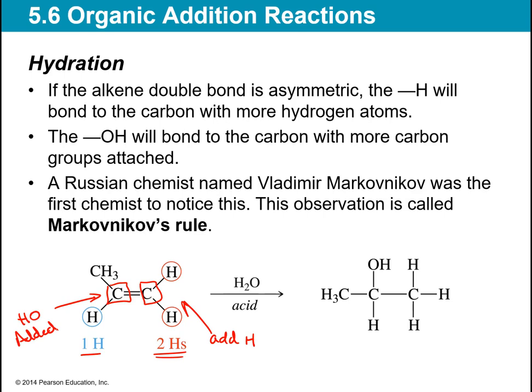That's going to break the double bond into a single bond. So notice you still have the 3 carbons, but notice on the product side, that right carbon now has 3 hydrogens, and it's the middle carbon that now has the alcohol group.